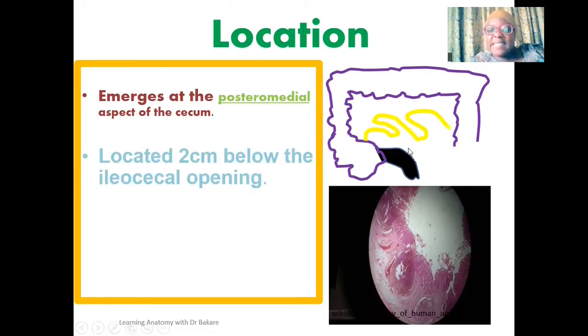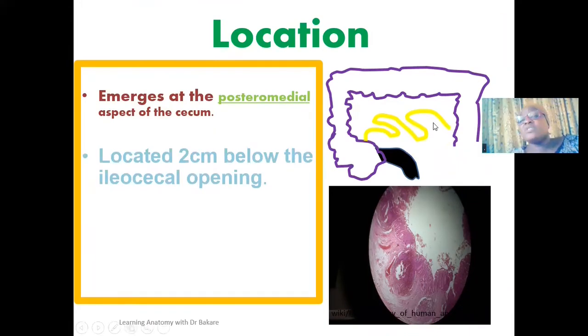The appendix is seen to emerge 2 centimeters below the opening of the ileum. This is the ileum highlighted here in yellow. The ileum is the terminal region of the small intestine, and we know that the small intestine is connected to the large intestine, and the region of the large intestine where it connects is the first region of the large intestine, which is the cecum. So this is where we have the opening of the ileum, which is the terminal part of the small intestine.